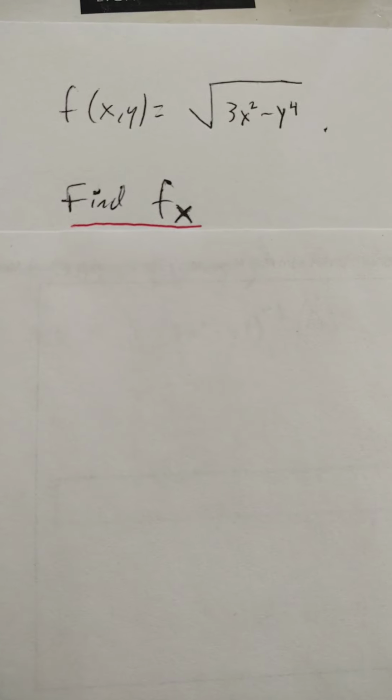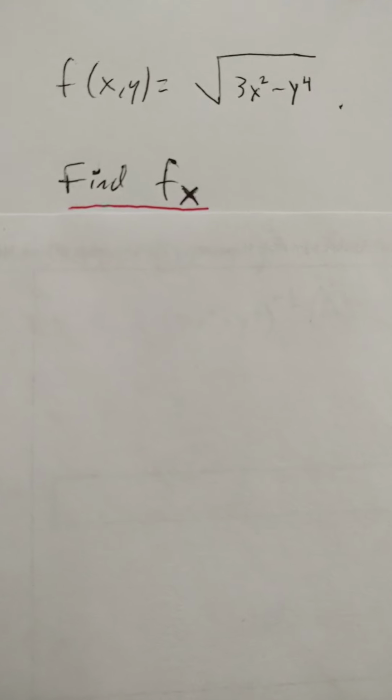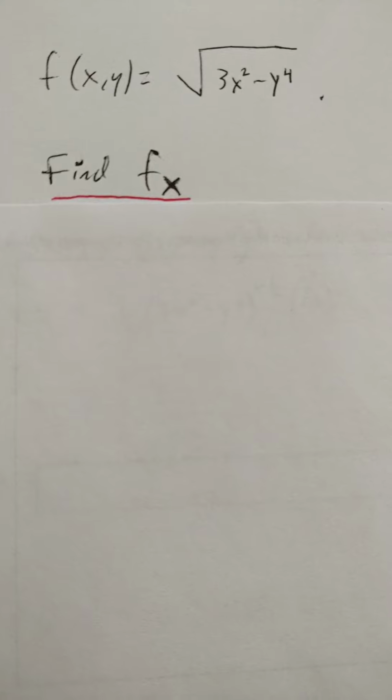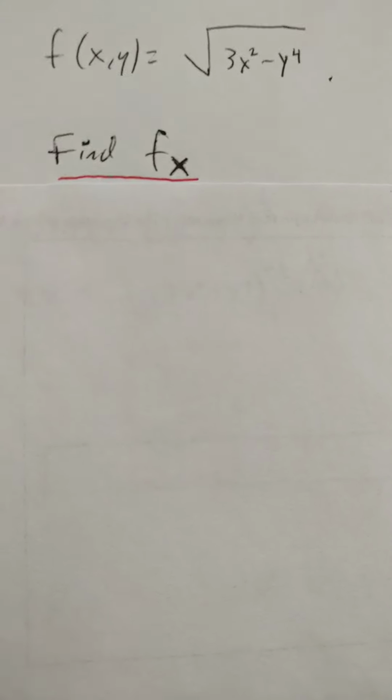Hello class, review for the final. I got just a couple problems here. Given this function in two variables, f of x comma y equals the square root of 3x squared minus y to the fourth, just find this first order partial derivative.